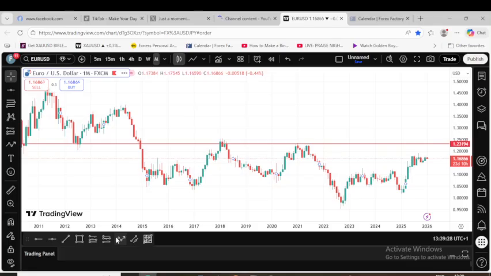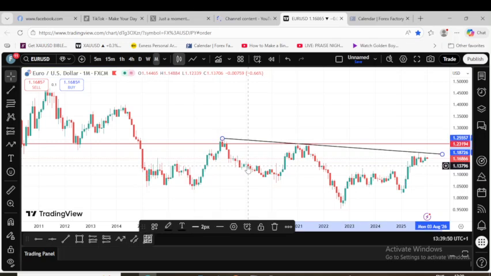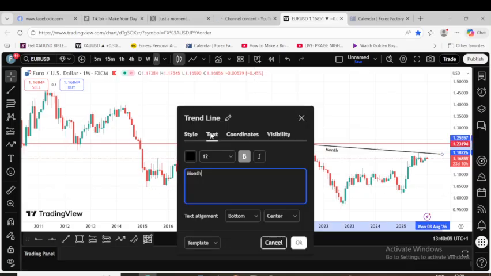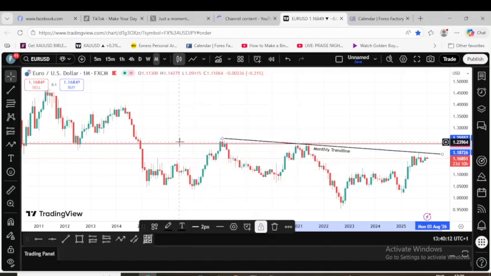Similarly, we can draw a trend line across this point here. Oh wow, it's a perfect fit. It's actually a perfect fit. This will be our monthly trend line. This is our monthly zone.